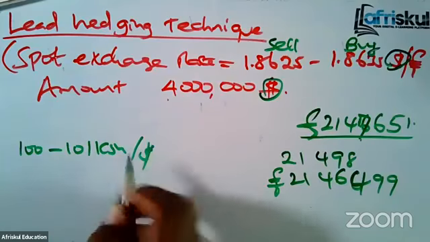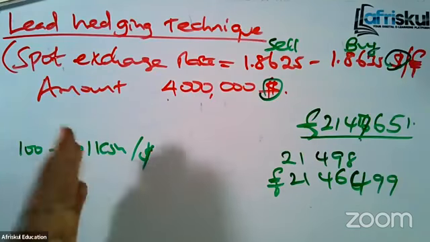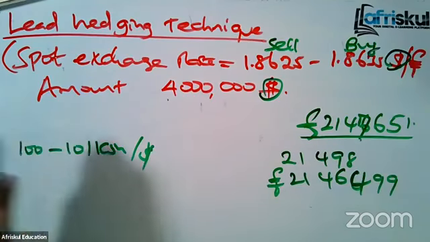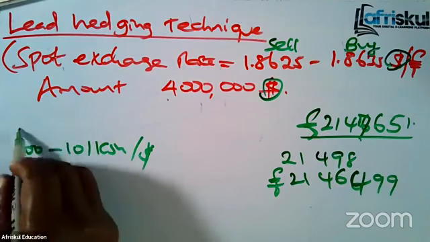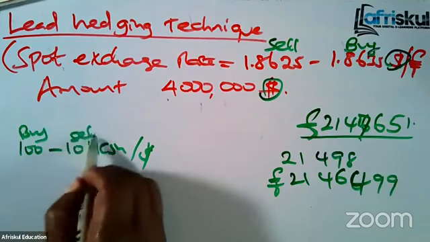There's an important concept that I would want us to get here, ladies and gentlemen. Look at this. If you're given, for example, 100 to 101 Kenya shillings per dollar, and we are Kenyans, where is the Kenya shilling? The Kenya shilling is on this side. And if it's on this side, the figure that is on the left-hand side becomes the buy. And this one here becomes the sell.